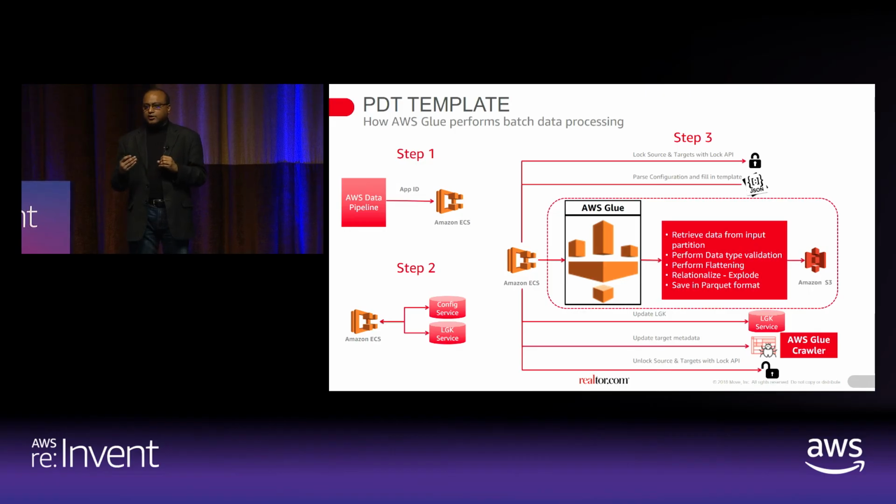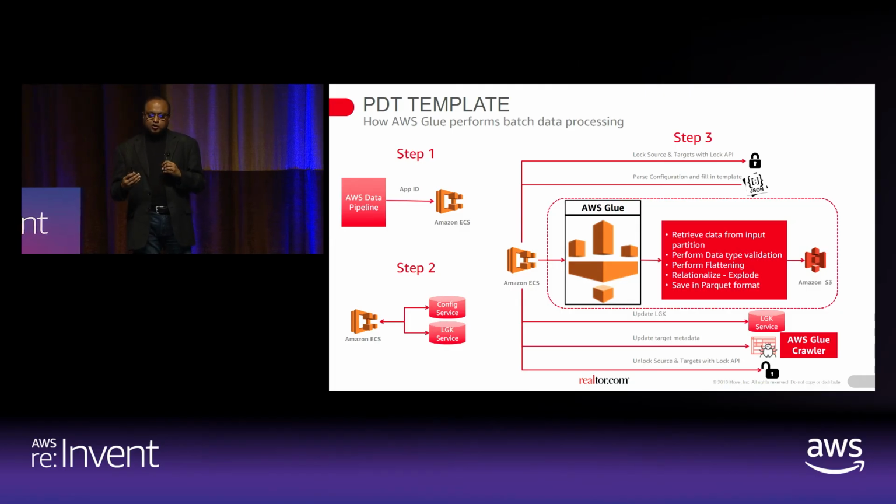Finally, we update our last good key service to say that, OK, one more partition got processed, so that the next time we run, we have the bookmark there. Then we use the AWS Glue crawler to crawl the new data set that was just created, and the new partitions become discoverable. Finally, we unlock both the source and the target. So this is how we do it today.